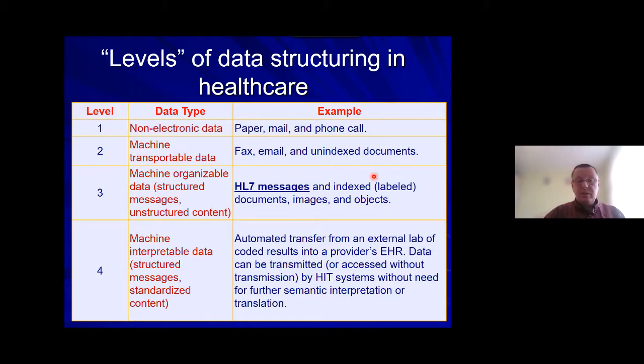Then machine transportable data is like fax, emails, unindexed documents. At this level, we can also turn non-electronic data into machine transportable data, like when we scan patient records or record a voice call. Okay, it becomes machine transportable, but no more. It still does not have any structure inside, and the next level brings a kind of structure.